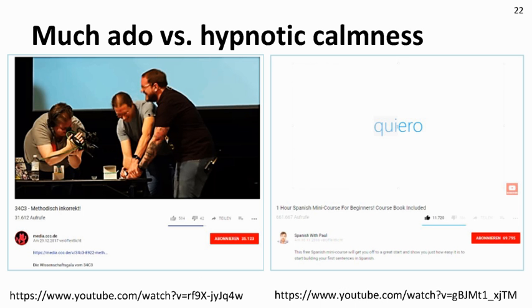Another aspect of style, what students love is this hectic style, much ado, in contrast to the right-hand style, very calm, which I love. The left-hand side, these are two guys from Germany traveling around and conducting physical experiments on stage. Actually, it's not so much about the experiments, it's about they are running around, they are teasing each other. There's blood, there's explosions, there's noise, lots of ado. Students love it, many students love it. I guess far fewer students love the style on the right-hand side, which I love, what I call hypnotic calmness.